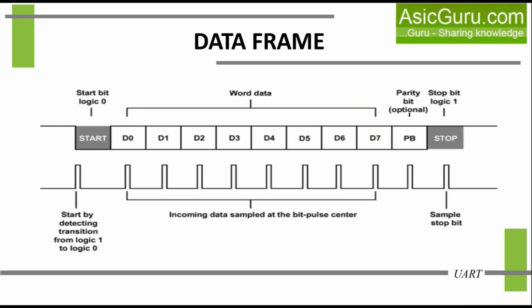Here is how the data frame looks like. First the line is set to idle. Then a start bit comes, which is logically 0. Then our data bits come. Then the parity bit comes, which is optional. Parity bit may be even, odd or none. Then a stop bit comes, which is logically high and it indicates the end of the data frame. That means the receiver successfully received the data bits.